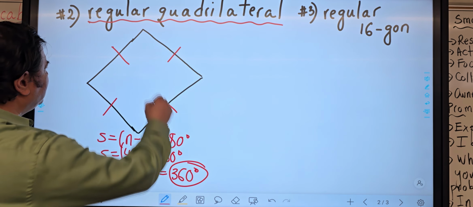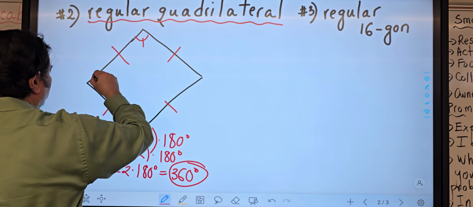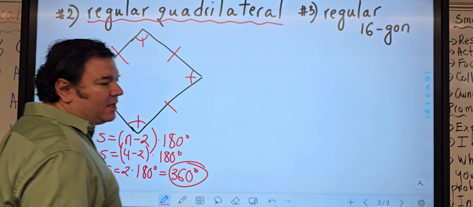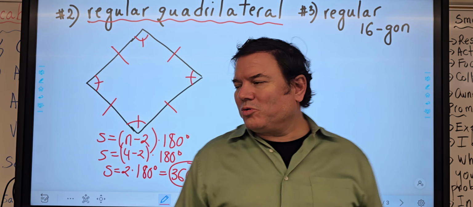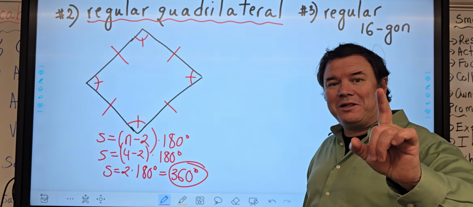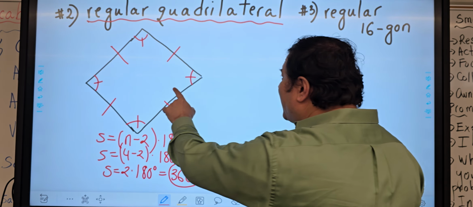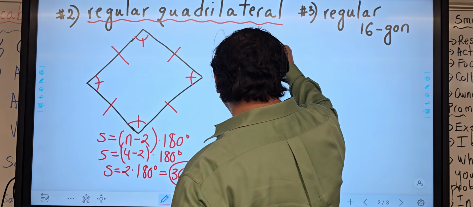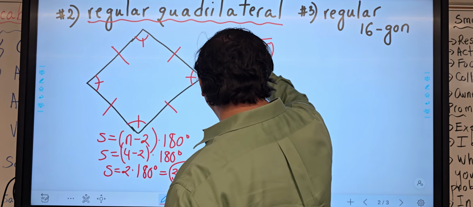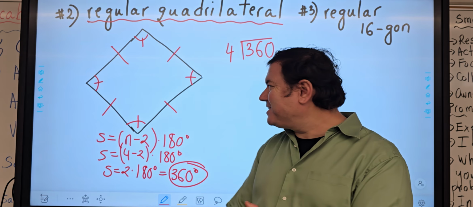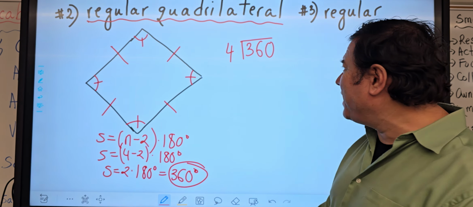So all of these angles, this angle plus this angle plus this angle and plus this angle, is going to be 360 degrees. But we need to find only one angle, right? Because we have 4 sides, we are going to divide 360 divided by 4. And of course, in this case, you probably got the answer, right?